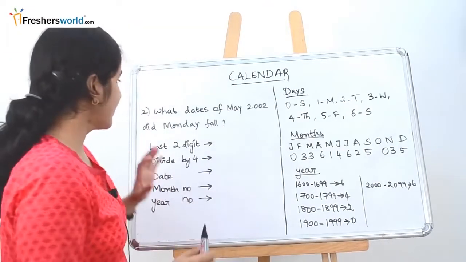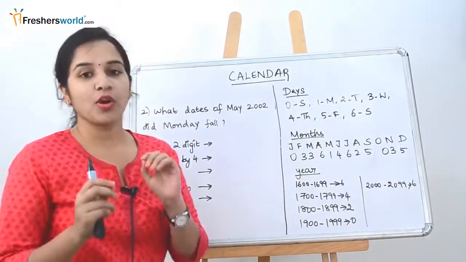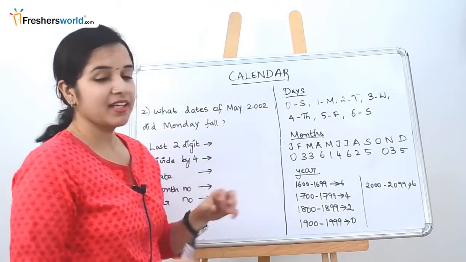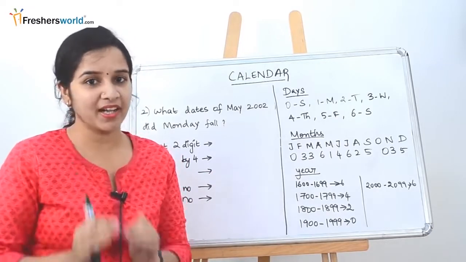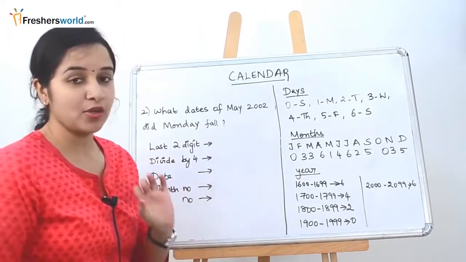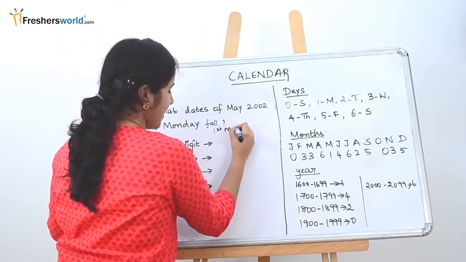The second sum is: on what dates of May 2002 did Monday fall? What does this question mean? They are asking that in May 2002, what are the various dates on which Monday has fallen? So how to solve it? The first step is that we take the date 1st May 2002.